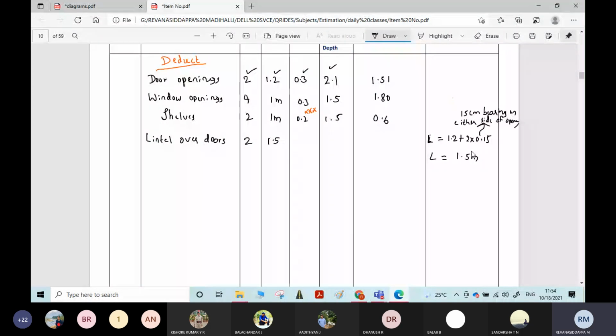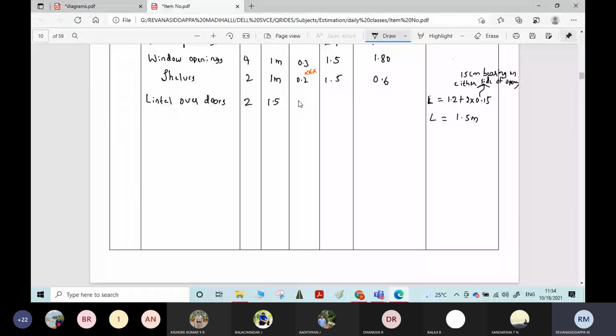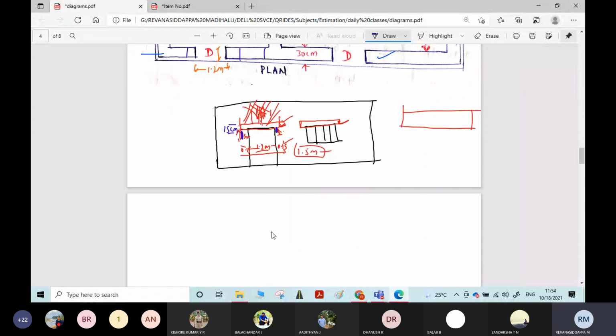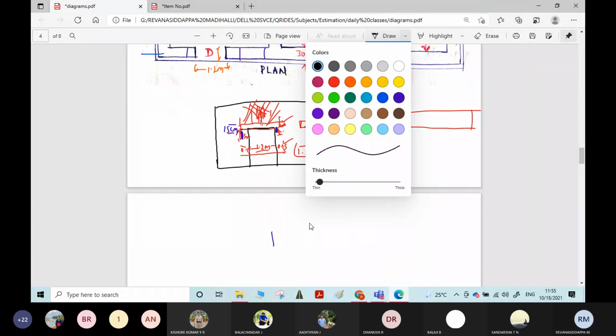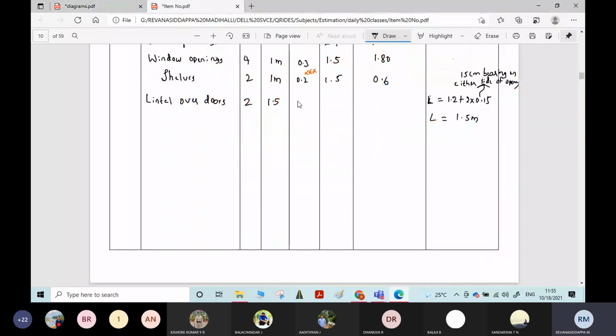What about the width of the lintel? What will be the width of the lintel beam? See, if there is a wall. 0.3, sir. Yes. 0.3 only. It is equal to the width of the wall only.